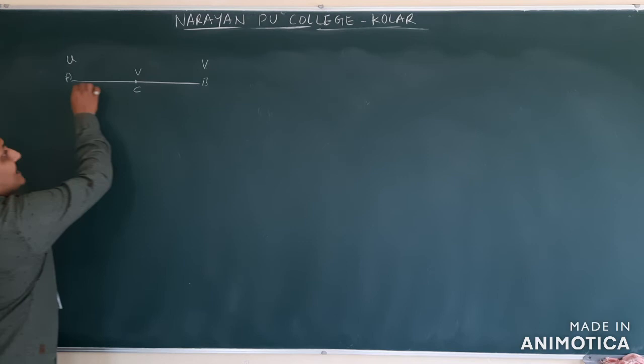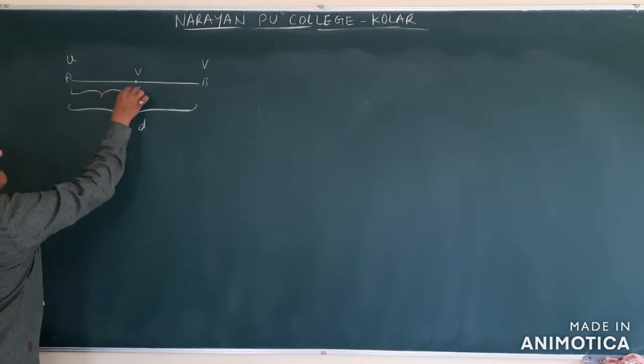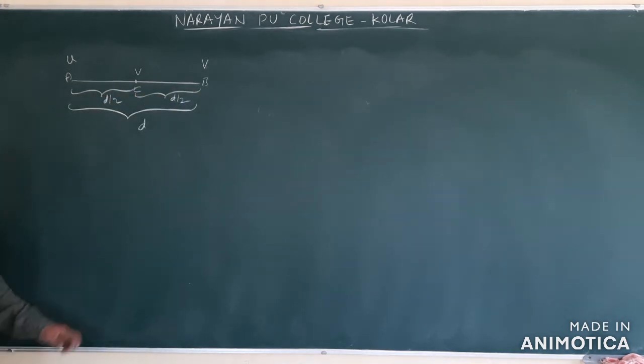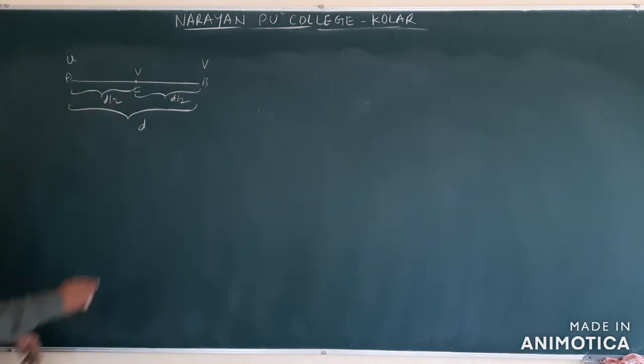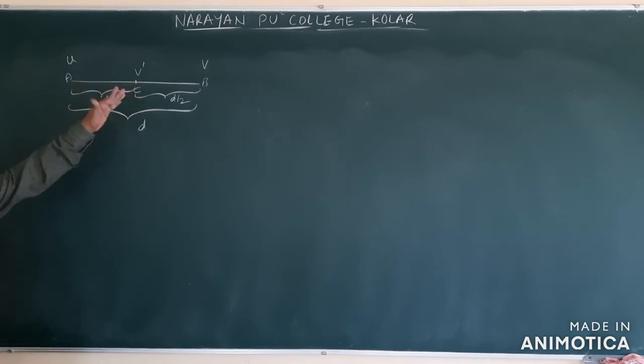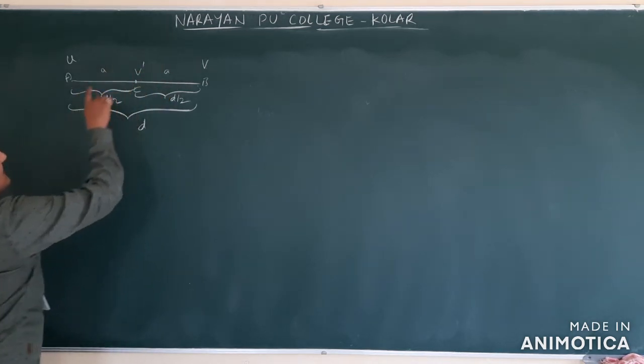Midpoint means if the total distance is d, then what is from A to C? d by 2, isn't it? So it is covering d by 2 distance. Let us assume the midpoint velocity is v dash. There they gave v1 I think, but we are taking it as v dash. v1 also we can take, but here I have taken v dash. In that example they asked to find the velocity of the particle at the midpoint. So it is moving with constant acceleration.